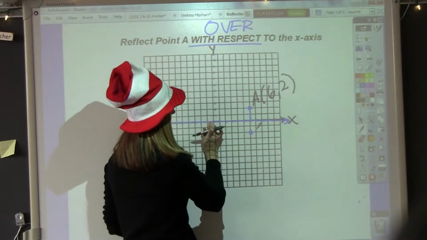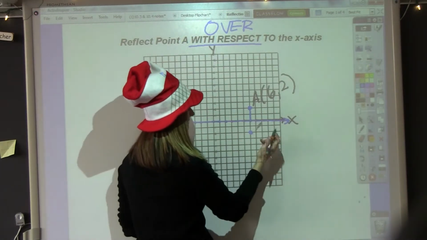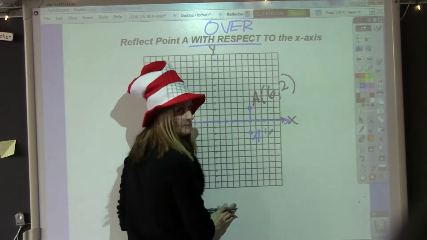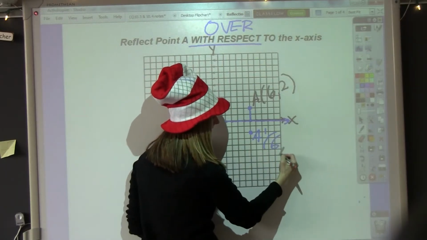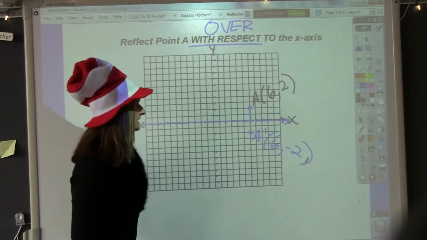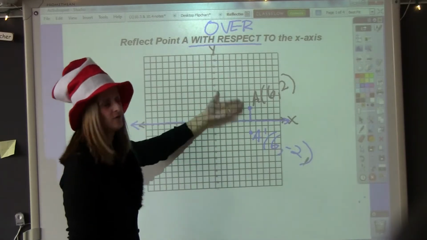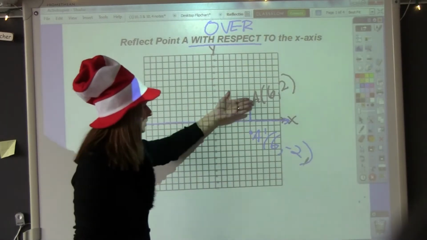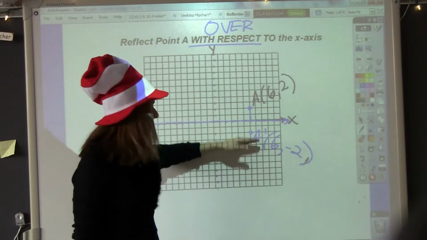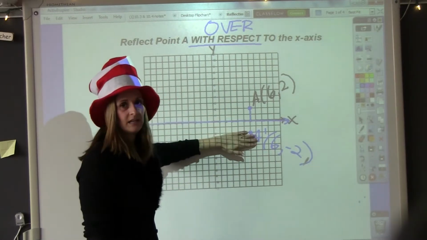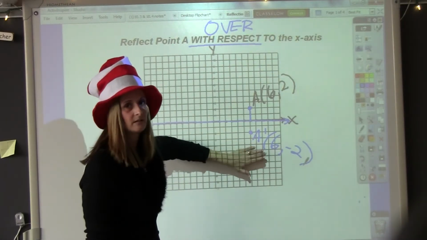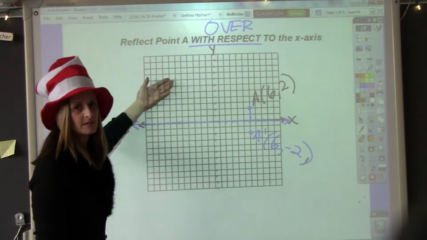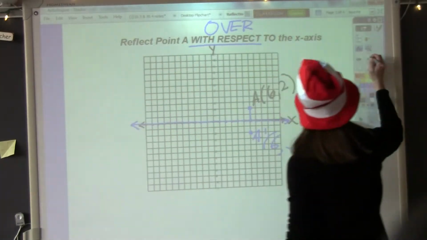So this point has been reflected to 6, -2. A prime will be at 6, -2. You can see when you're reflecting over the x-axis, the x-coordinate is not changing. The y-coordinate is becoming negative. It was reflecting from here to here, it's the same rule.